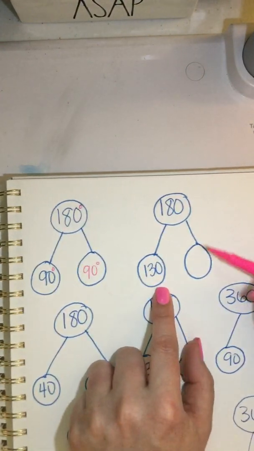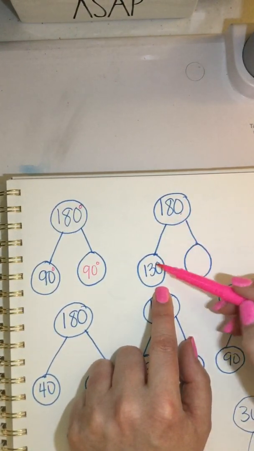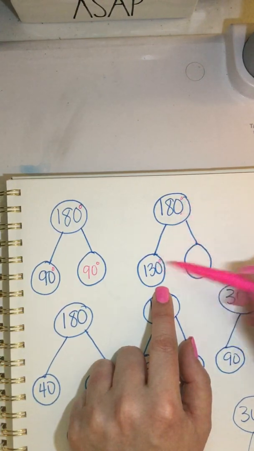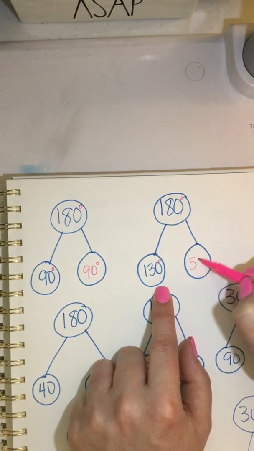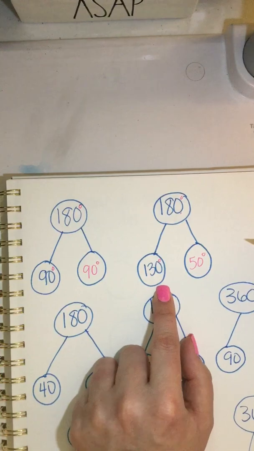Okay, let's go over here. I have 180 degrees. I'm given 130 degrees. How much more do I need to make 180 degrees? 50 degrees is how much I would need.